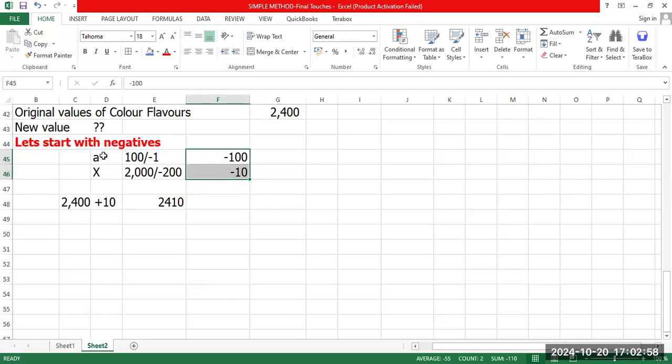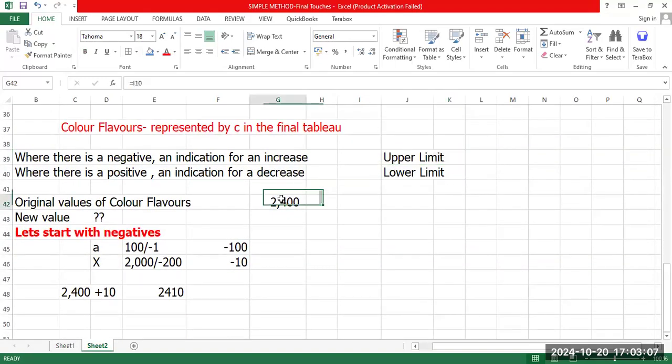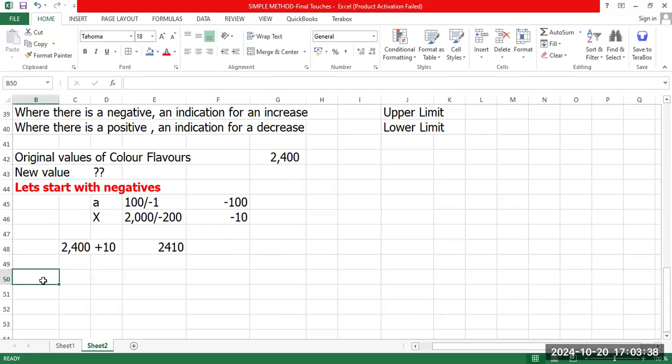But remember, negative values give me the upper limit. So to get the upper limit, I need to get the value here, which is 2,400. Then I add the highest value between this one and this one. I don't consider the sign. The sign is just helping me to get the upper limit or the lower limit. Are you getting that? Yes. Signs just help you to get the upper and the lower. Okay.